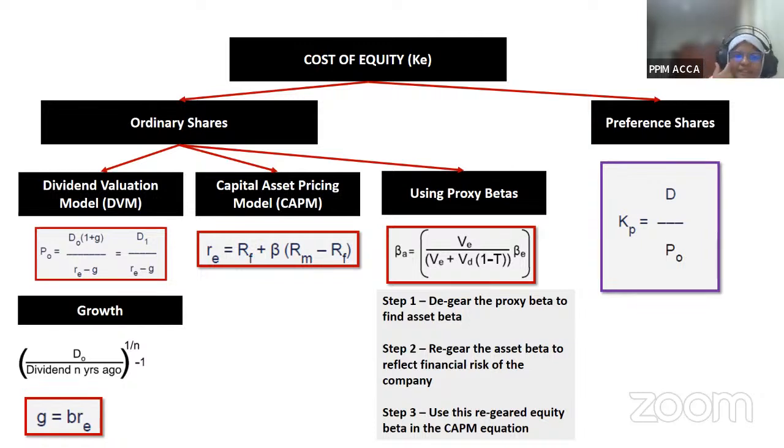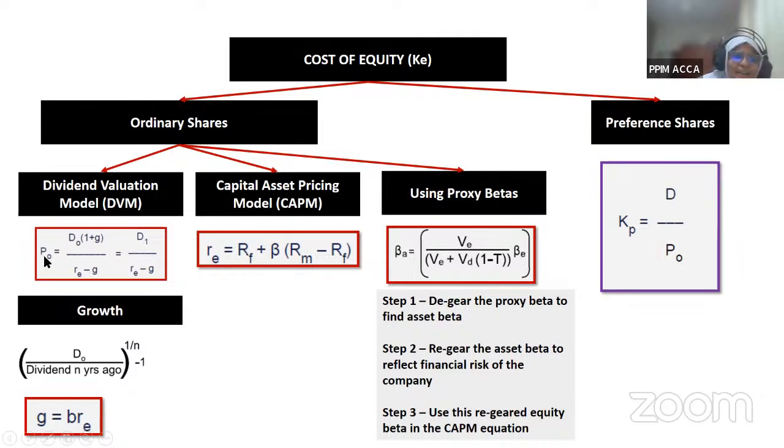Okay. First is the dividend valuation model. So here we say that the market price of a share P naught should equal the dividend times 1 plus the growth rate divided by the cost of equity minus the growth rate. So what we need to find actually is this RE or KE. We use both letters interchangeably. So if you want to get KE, if you have the market price of a share, the dividend, and the growth rate, you can rearrange the equation and get KE easily.